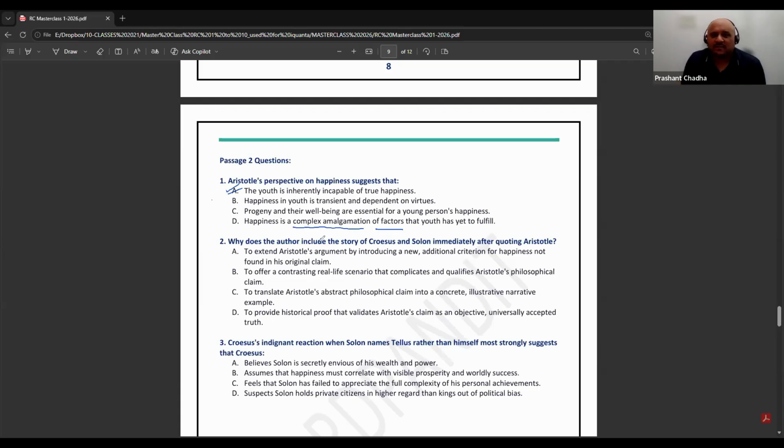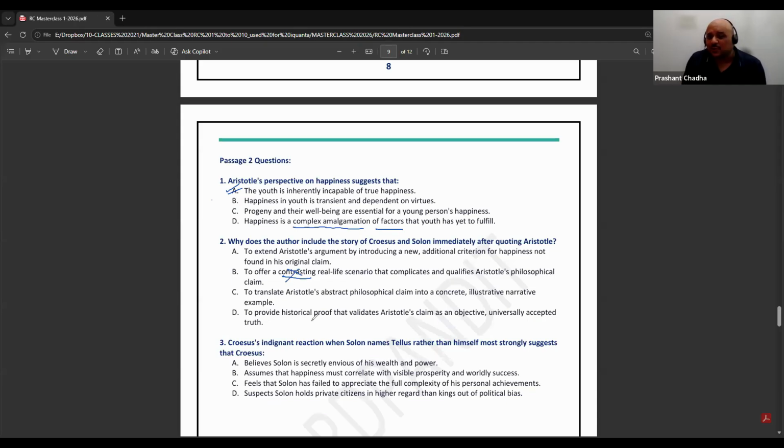Question number 2. Why does the author include the story of Croesus and Solon immediately after quoting Aristotle? Why does he add this? To translate Aristotle's abstract philosophical claim into a concrete illustrative narrative example, right? So he's giving an example for it. Option number B is incorrect. Is it a contrasting example? It's not a contrasting example, it does not go in the opposite direction.